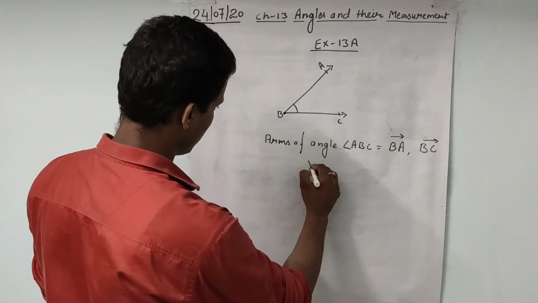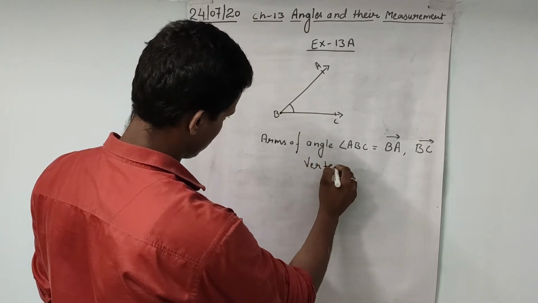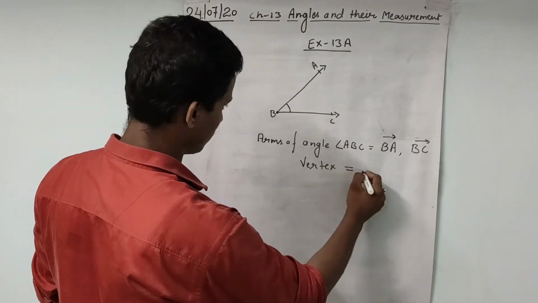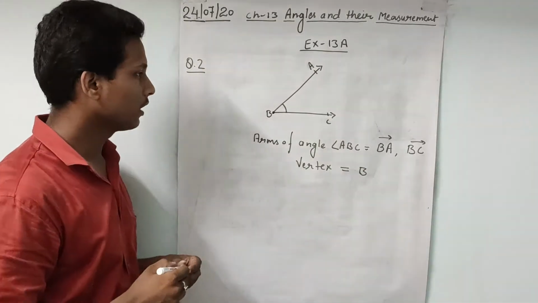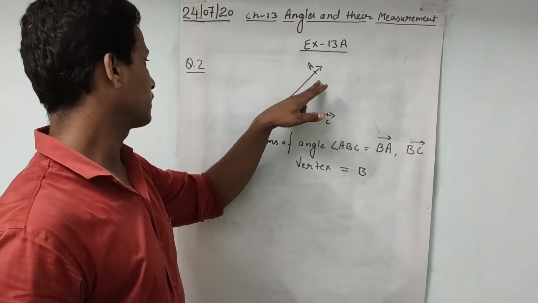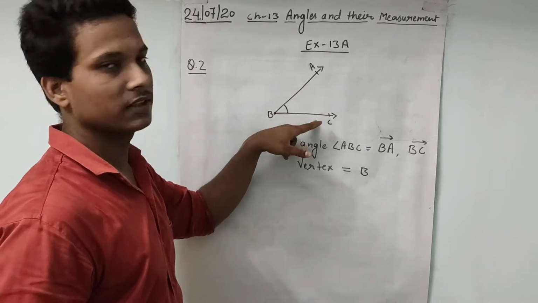And the vertex is only B, B is the only vertex here. These are the indication points, so we cannot consider these points as a vertex.